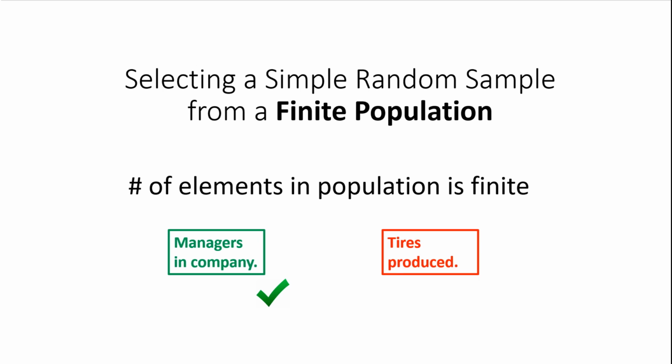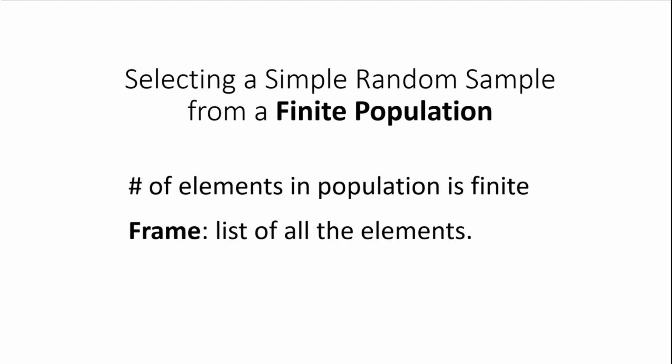The population of tires produced by that company refers to all the tires that could potentially be obtained from a production process. That population is not finite. When the population is finite, we can list all the elements in the population. We call that list a frame.